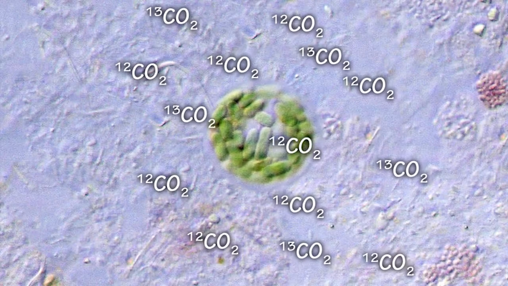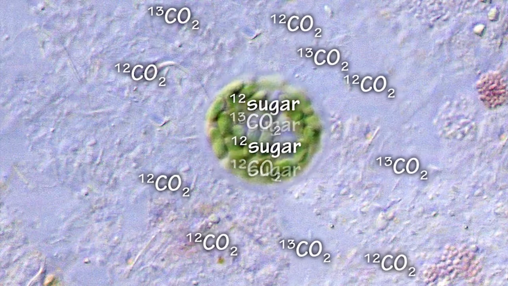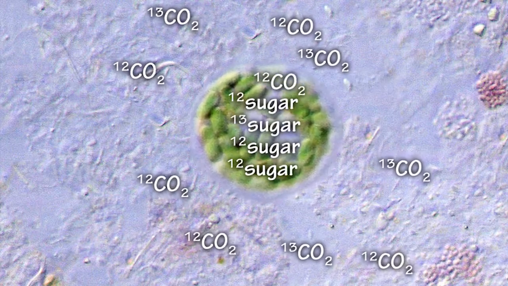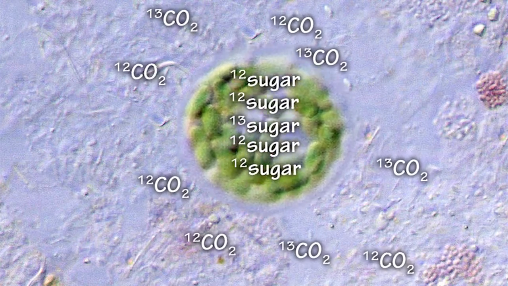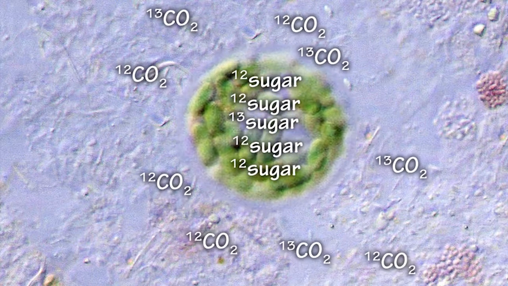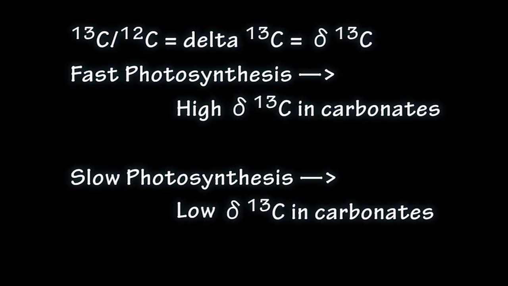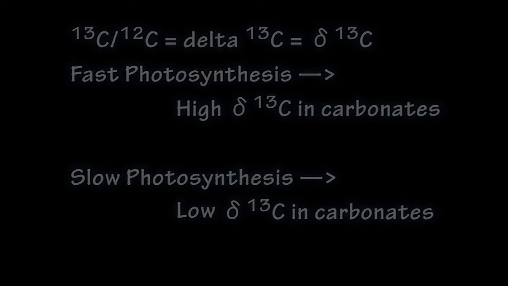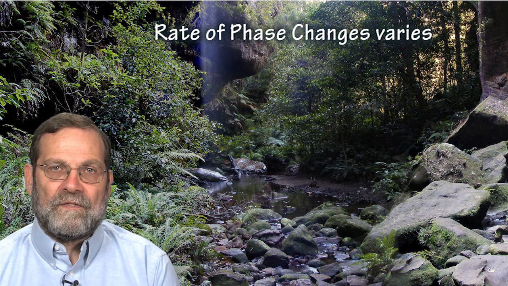As aquatic organisms photosynthesize and preferentially assimilate the light form of carbon dioxide, carbon-12, the carbon dioxide remaining in the surrounding water becomes depleted of this light form. That is, the water becomes enriched with the heavy carbon dioxide. Thus, the ratio of carbon-13 to carbon-12, the delta 13C, in the carbonate rock that precipitates from this water increases with photosynthetic activity.